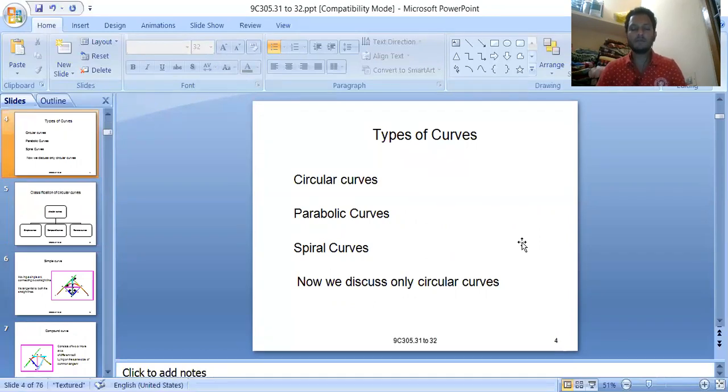Now let us see what are the different types of curves. We have circular curves, parabolic curves, spiral curves, but in our diploma advanced surveying subject, we have circular curves only. We don't have parabolic curves and spiral curves, which we will cover in BTech. So for now, we are going to cover circular curves.